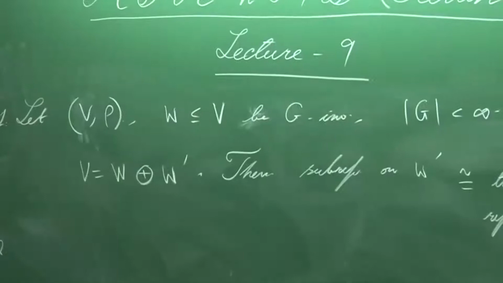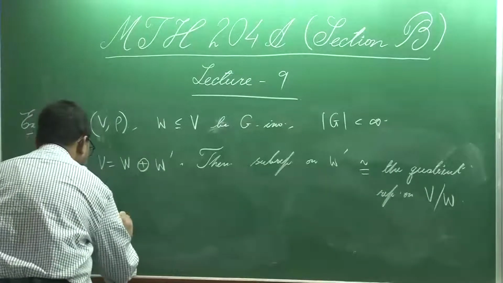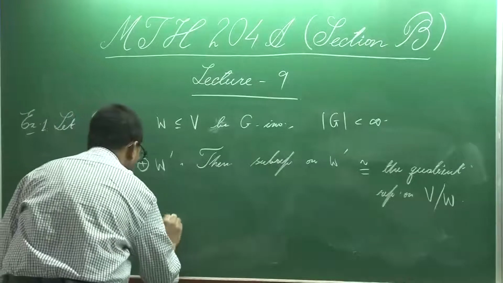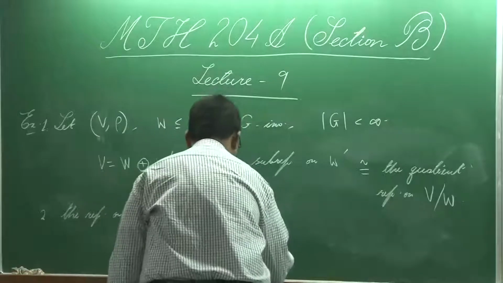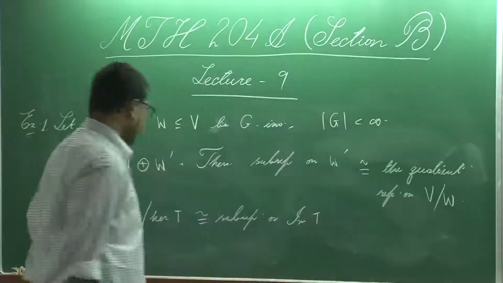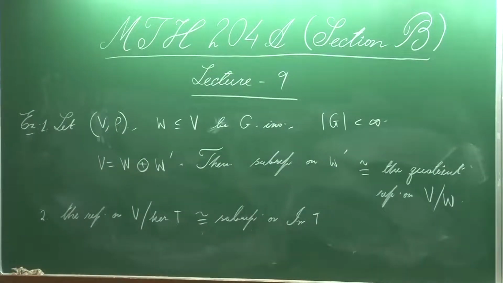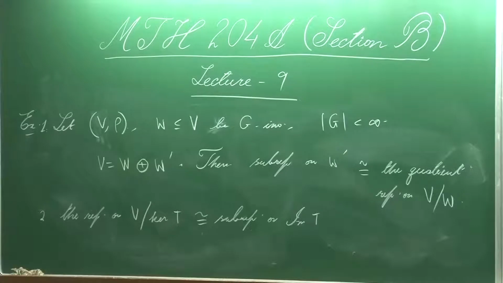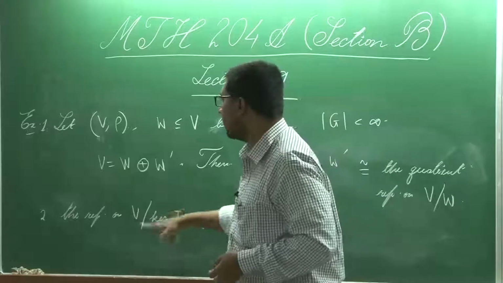Given a G invariant linear map T, then in one step we can show that the representation of the group G on V mod kernel T is isomorphic to the subrepresentation on the image of T. The same proof goes. Now, this is again isomorphic to some sub-representation of V.